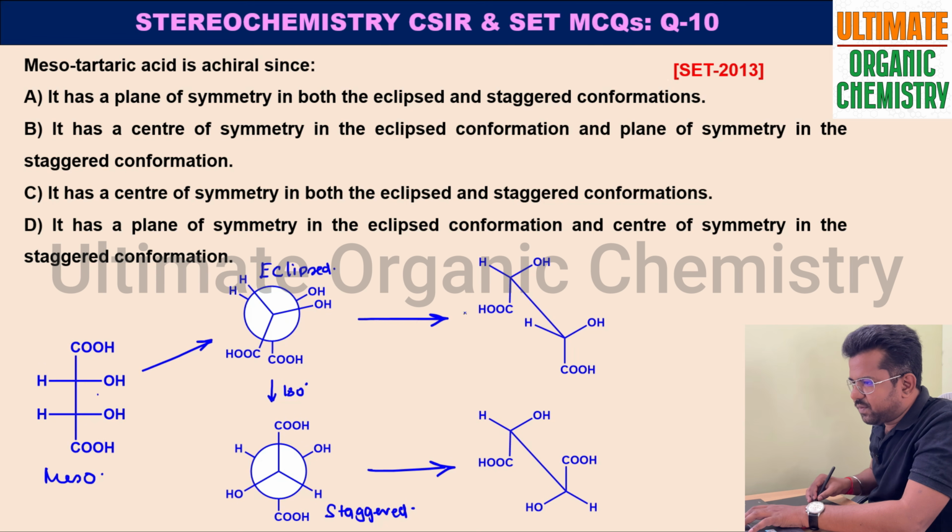Now, in order to solve the question, you need to draw both the eclipsed and staggered conformations of tartaric acid into the corresponding Sawhorse form. Now, in the eclipsed conformation, that is this one, this compound has a plane of symmetry, and because of this reason, this eclipsed form of mesotartaric acid is optically inactive, that is achiral.